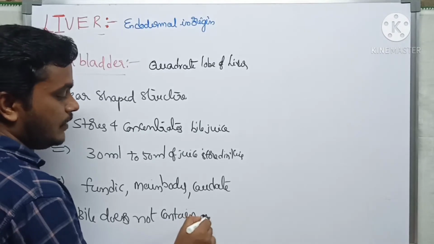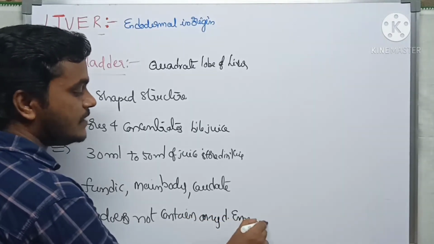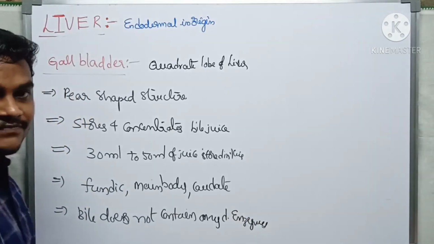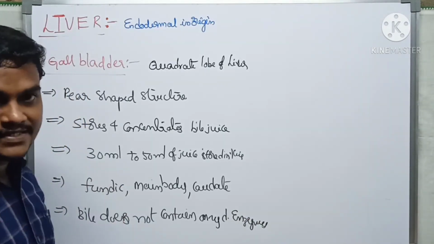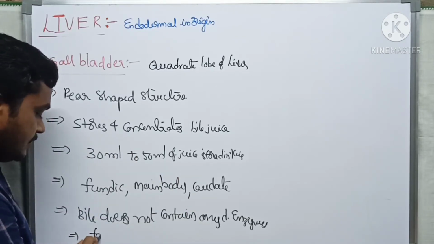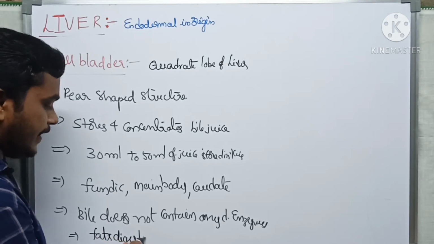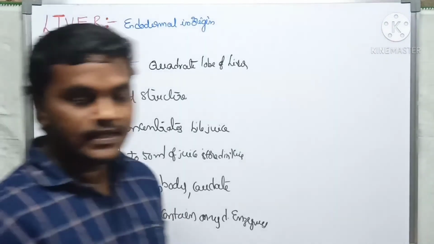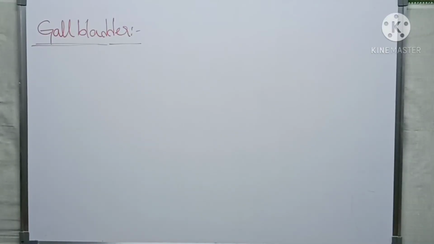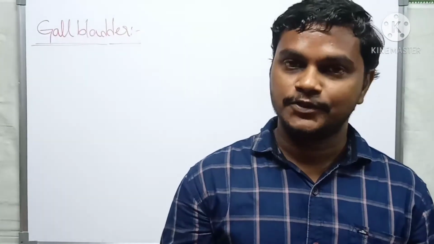But what is the purpose of bile? It emulsifies fats. It digests the fats and lipids. It is useful for fat digestion. Actually, bile does not contain any enzymes, but the pH of the bile is 7.8 to 8.